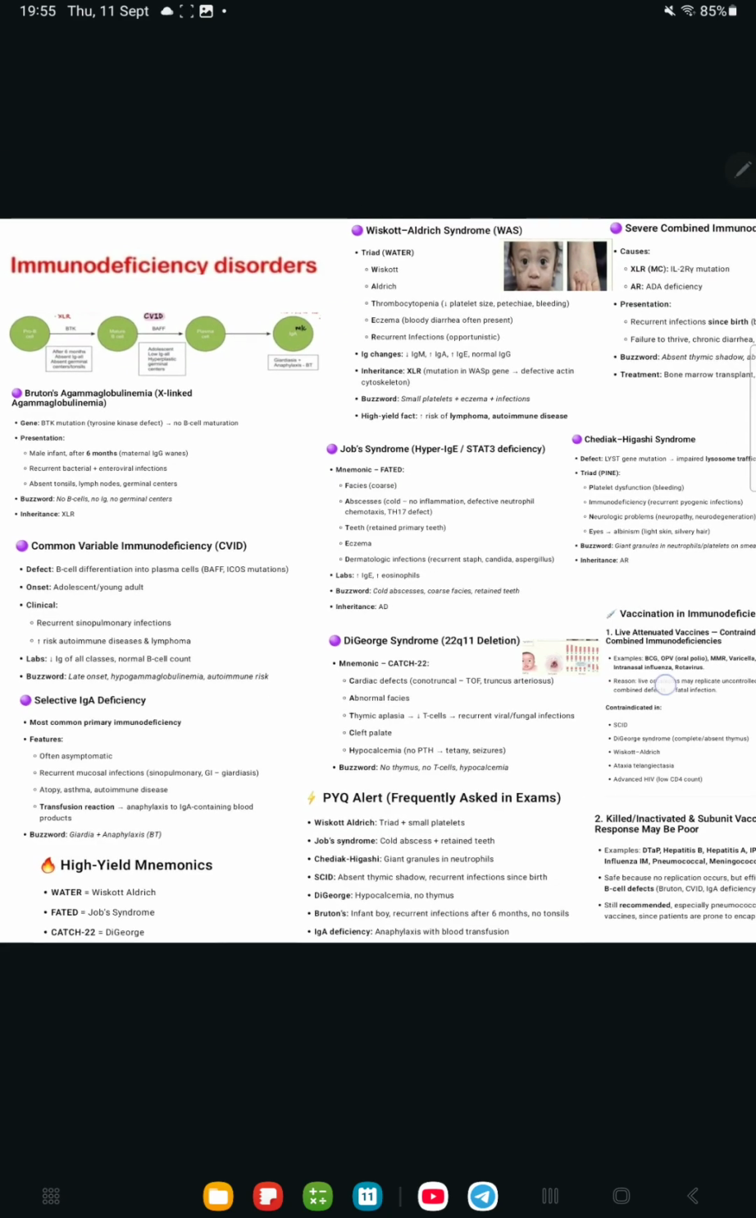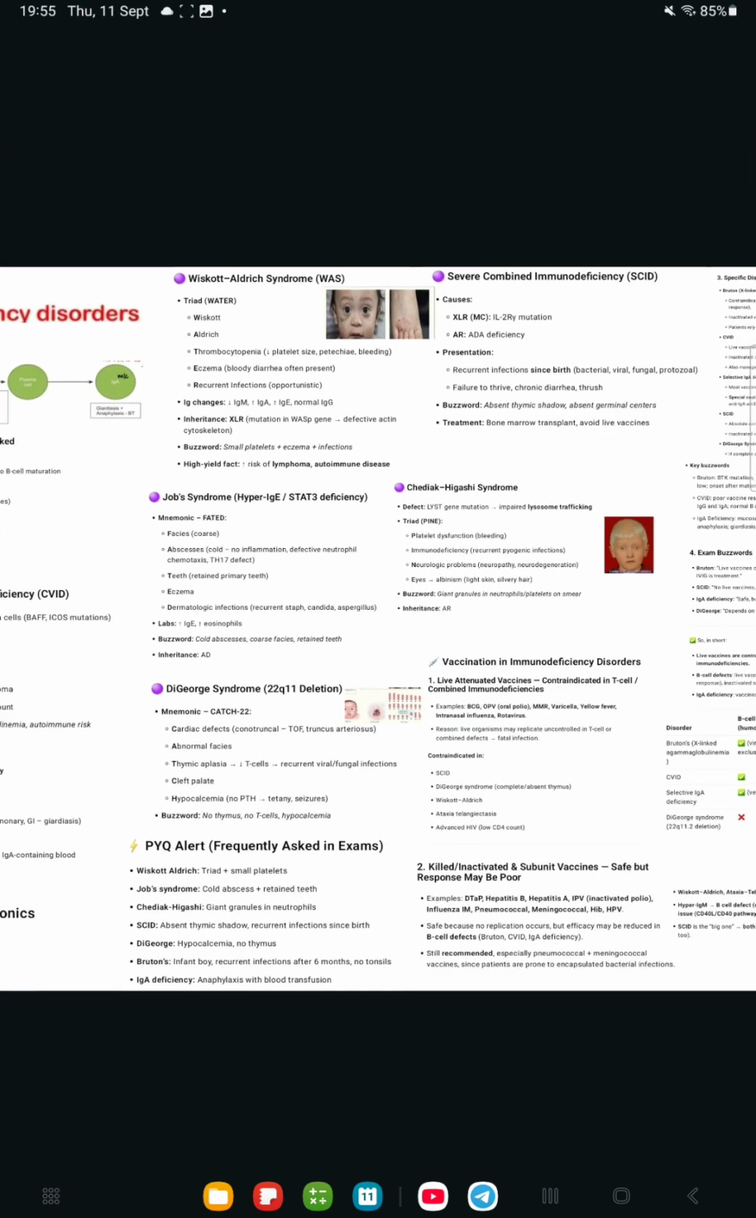This we have done. Now Wiskott-Aldrich syndrome, Job syndrome, DiGeorge syndrome, SCID, Chediak-Higashi. We'll do all these and see later on which one is B, T, or B plus T.